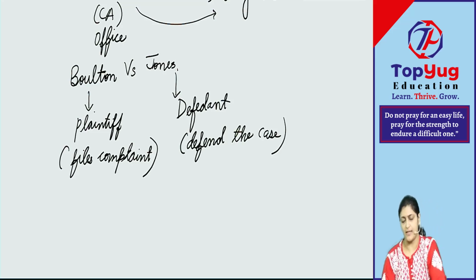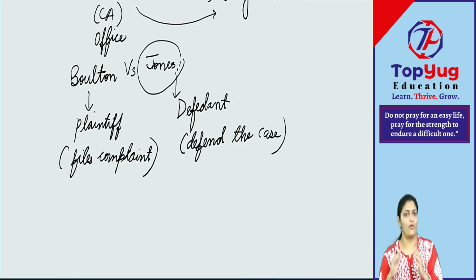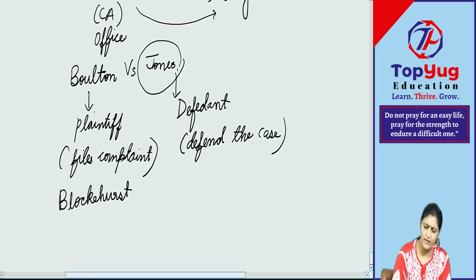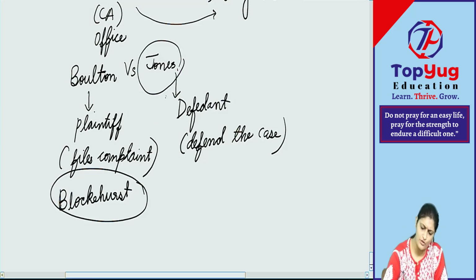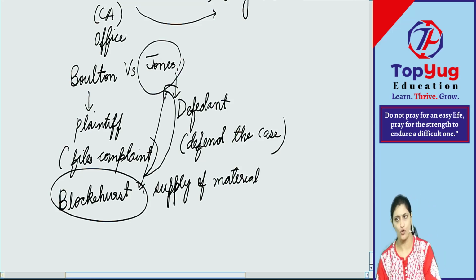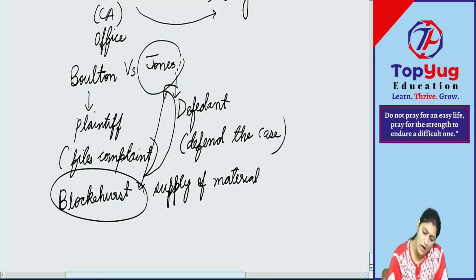Now, what happened in this case? There was this party Jones. Jones always used to give orders to a person known as Brocklehurst. Brocklehurst was a person with whom Jones always used to enter into contract for supply of material. Who used to supply material? Brocklehurst used to supply material for the business of Jones. Jones had some building business, construction business. For that construction business, who used to supply the material? Brocklehurst. Okay, so now what happened?